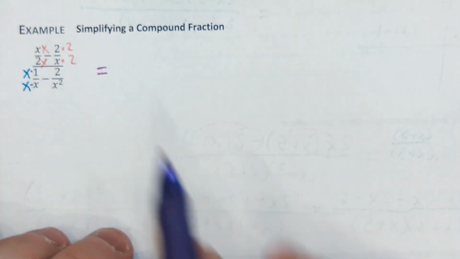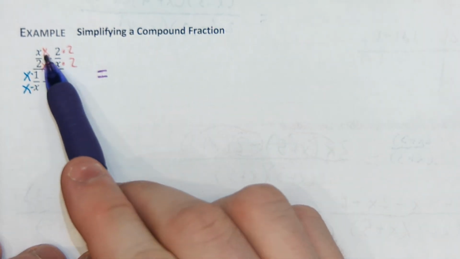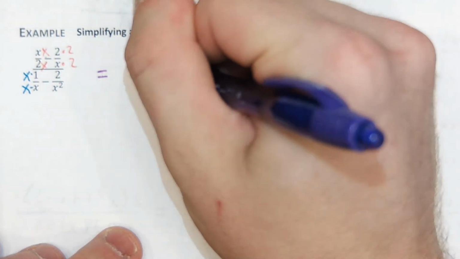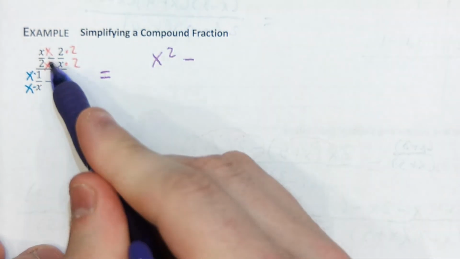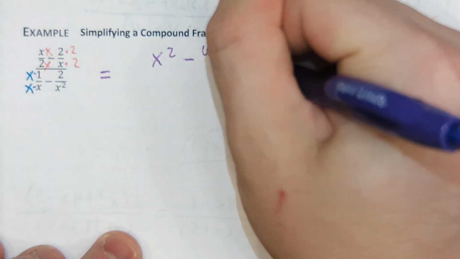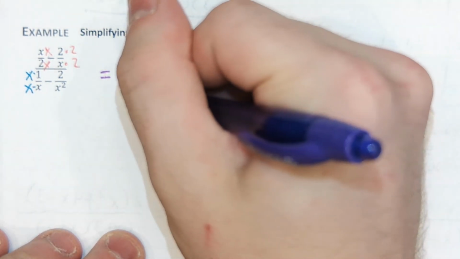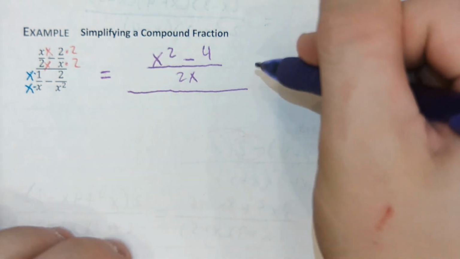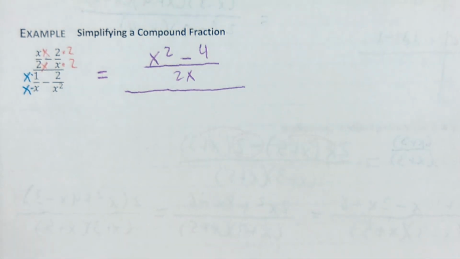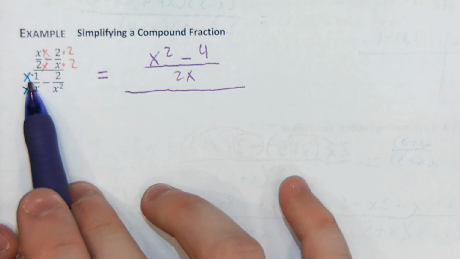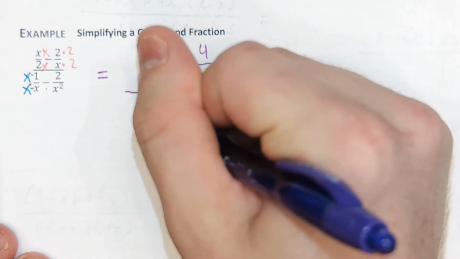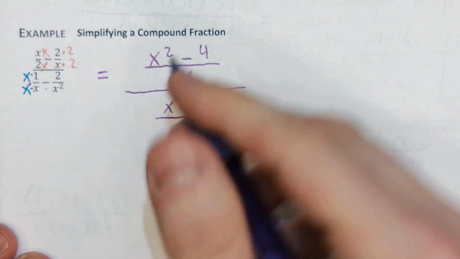Okay, so what's going on the top is x times x, which is x squared, minus, because there's your minus sign, 2 times 2, which is 4, all over, well, just 2x. Down here, you get x minus 2 all over x squared.